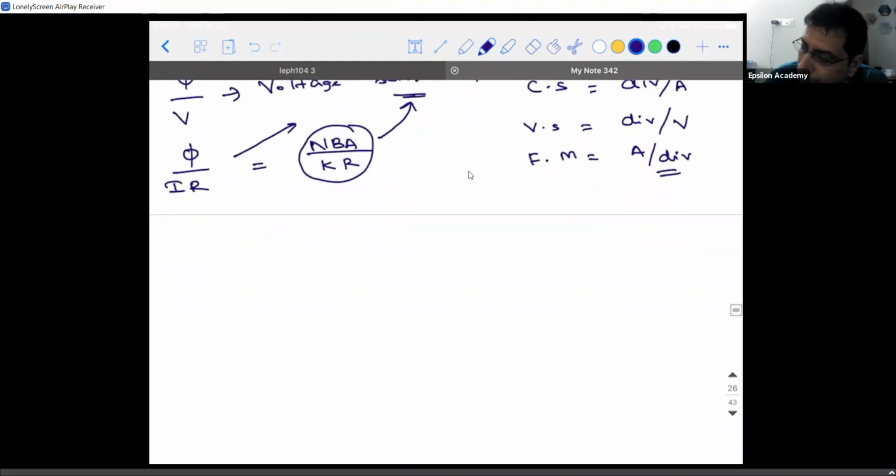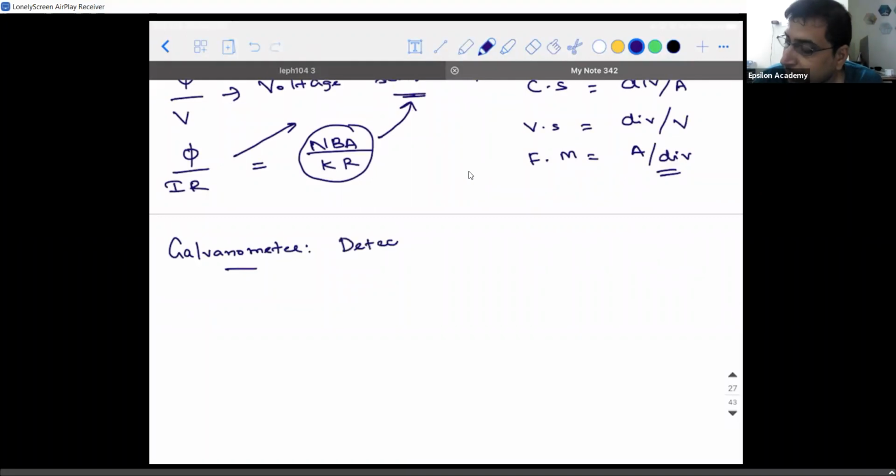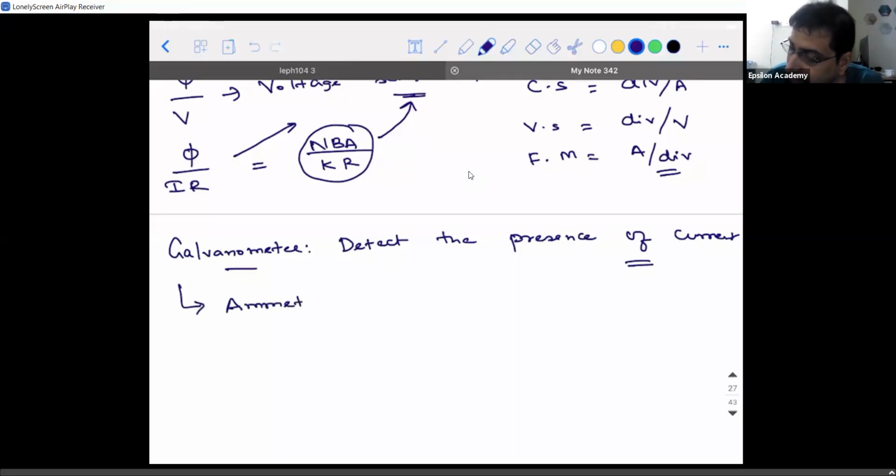Right. Yesterday I told you that a galvanometer is a sensitive device, meaning it will detect the presence of current. Right? A galvanometer basically detects the presence of current. Now the next question is, is it possible to convert this galvanometer into an ammeter and a voltmeter? Can we do that? We will see.